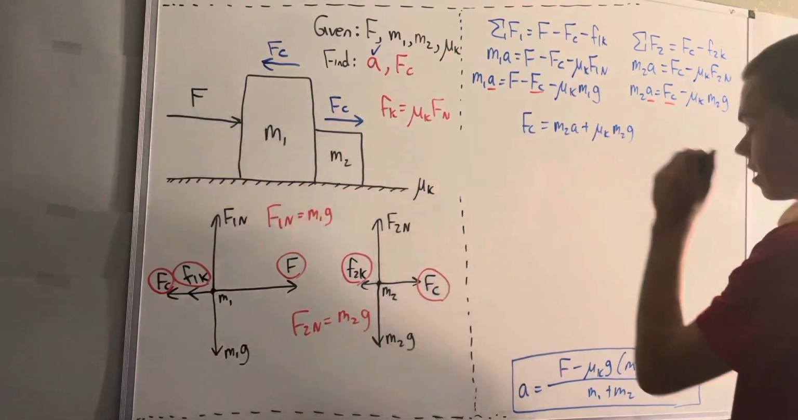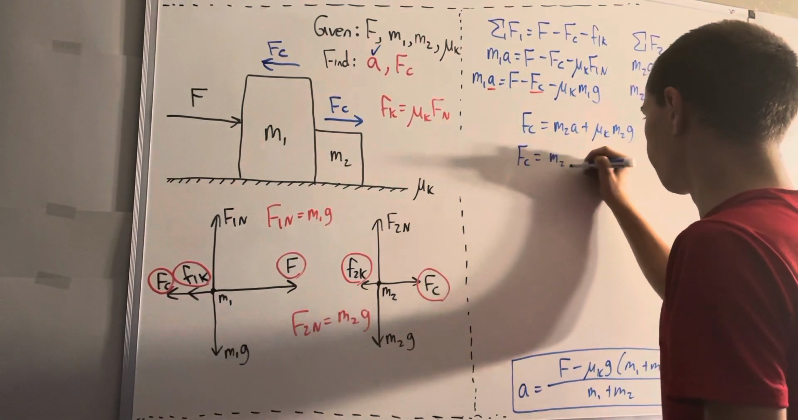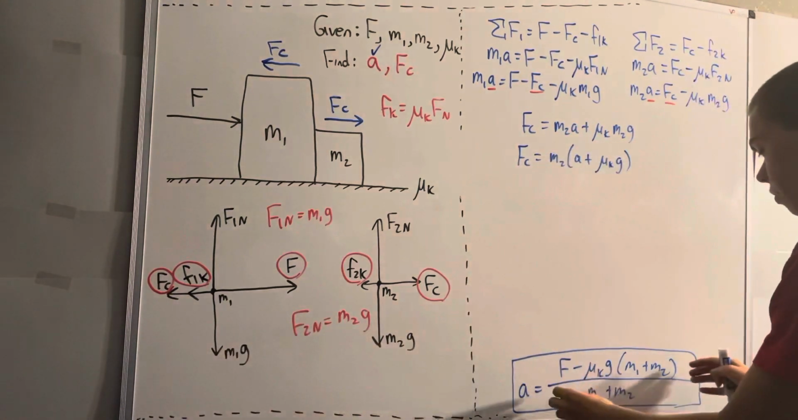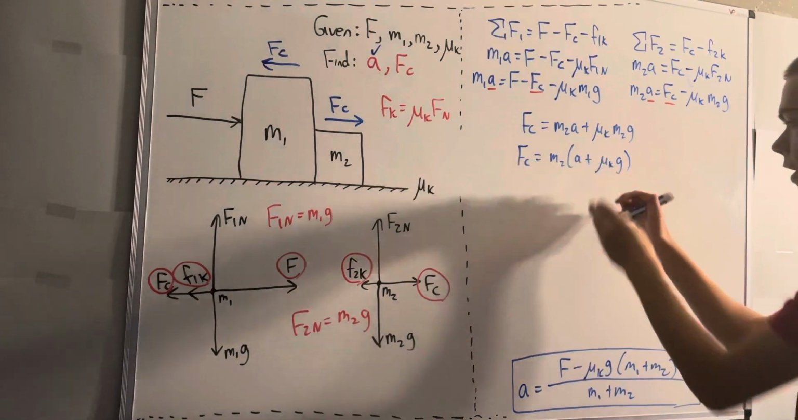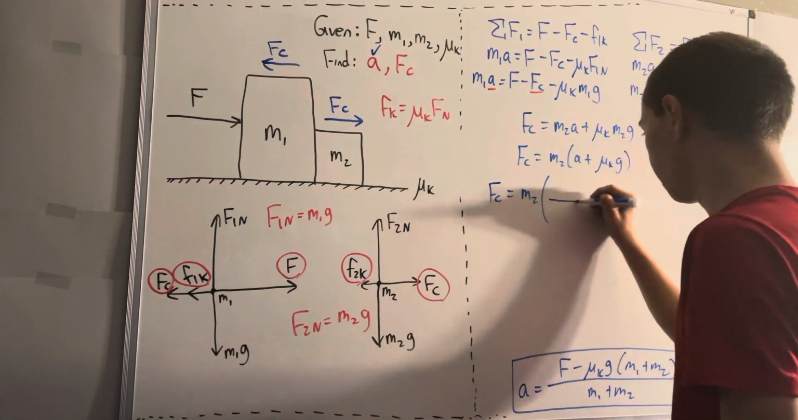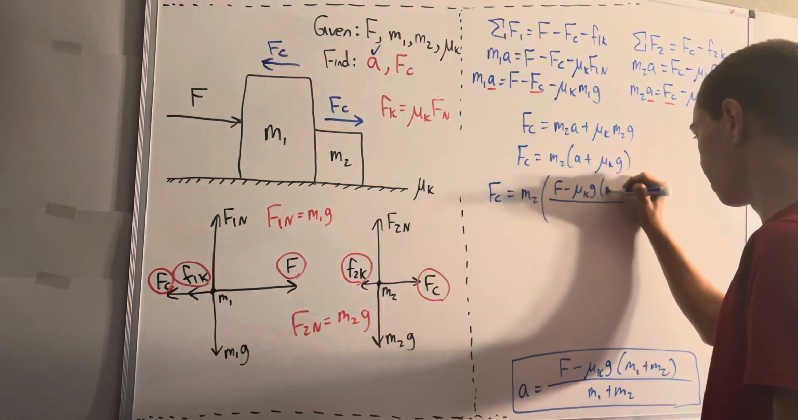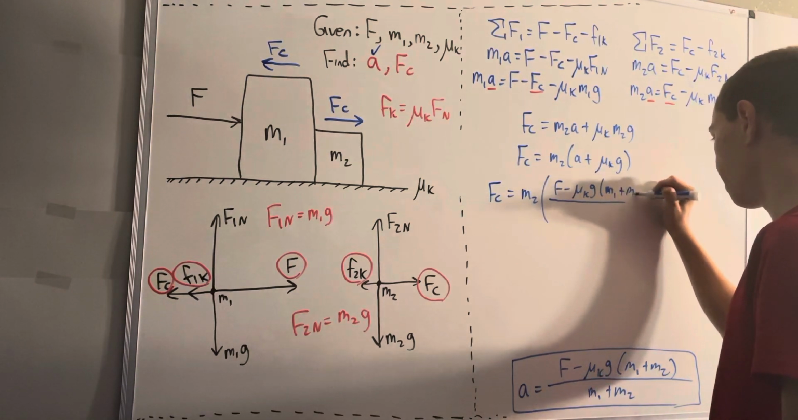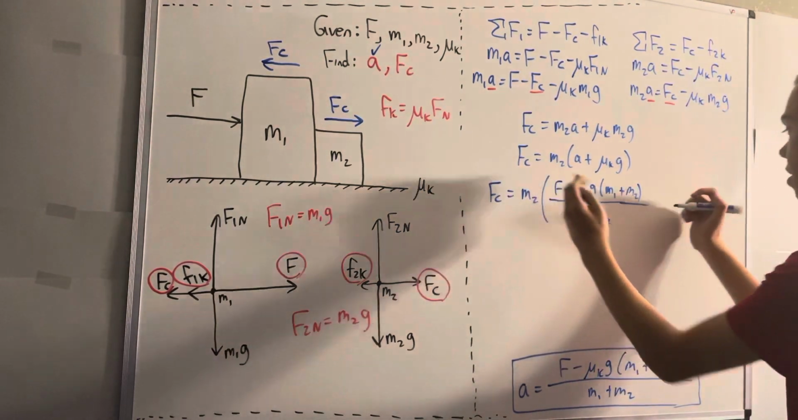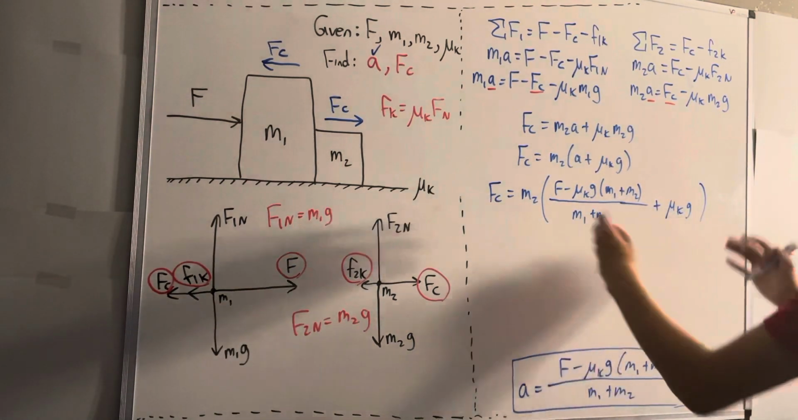We could make this easier to look at by factoring out m2. So we get m2 times (a plus mu k g), and all we have to do now is substitute what we have for acceleration. So F_C is m2 times F minus mu k g times (m1 plus m2) all over m1 plus m2. This right here is the acceleration, and we just add mu k g.